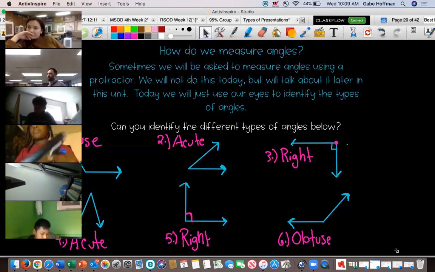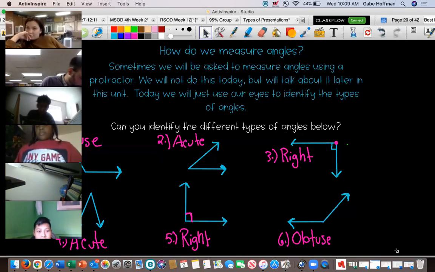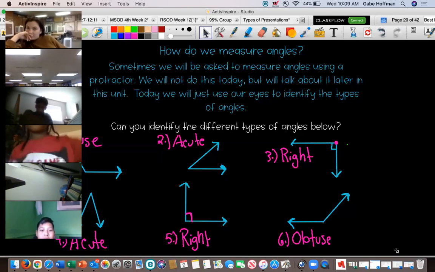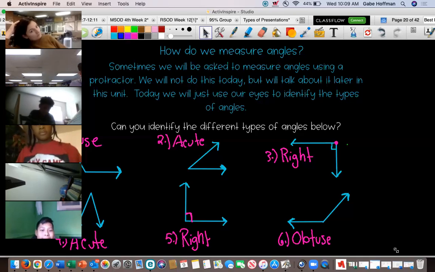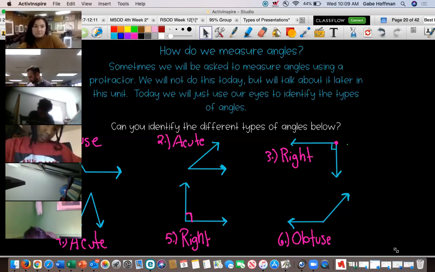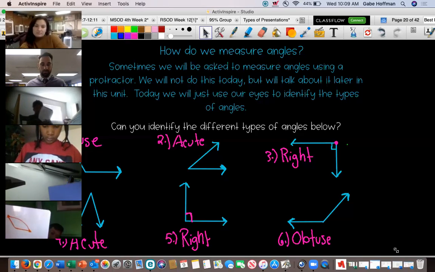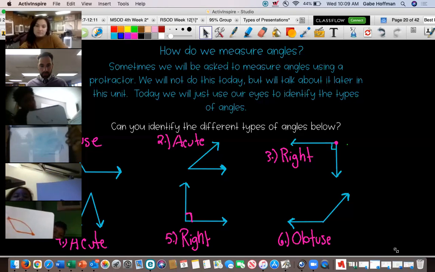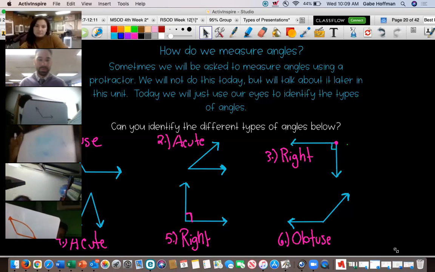Go ahead and clear your boards. Show me a different obtuse angle than the one you made the first time. Show me a different obtuse angle. 30 seconds, I'm asking you to show me your board. Five, four, three, two, one, boards up. All right, nice work. Go ahead and clear your boards, put them down.